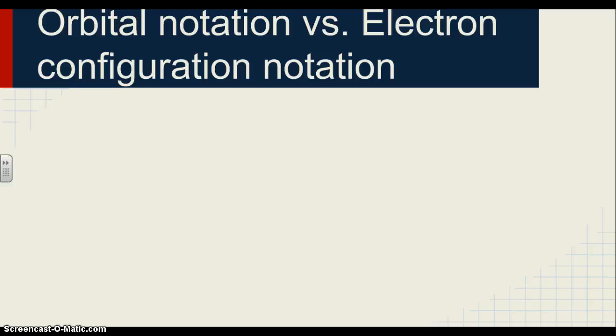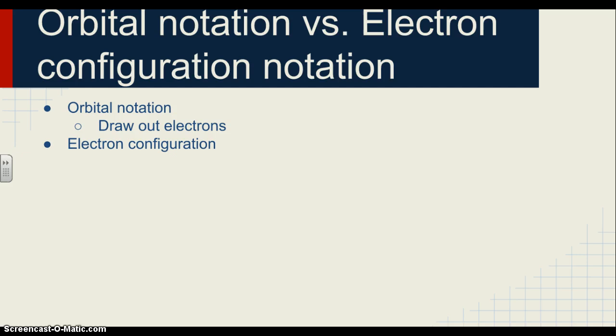Okay, almost done. Just one thing I want to say, there are 2 ways we can fill out an electron configuration. One is orbital notation. Orbital notation is drawing out the electrons just the way that you just saw. Electron configuration is a shorthand. It's a way of writing it out. Here's the electron configuration for sodium. It tells us in the 1s orbital, we put 2 electrons. In the 2s orbital, we put 2 electrons. In the 2p orbitals, we put 6 electrons, and in the 3s orbital, we put 1 electron.